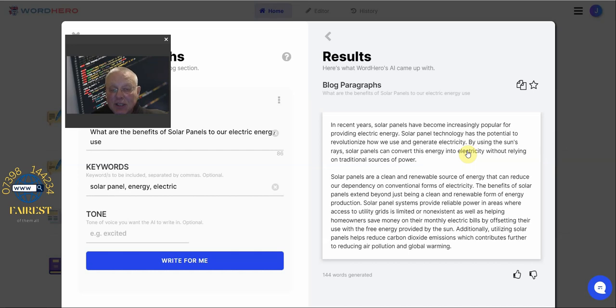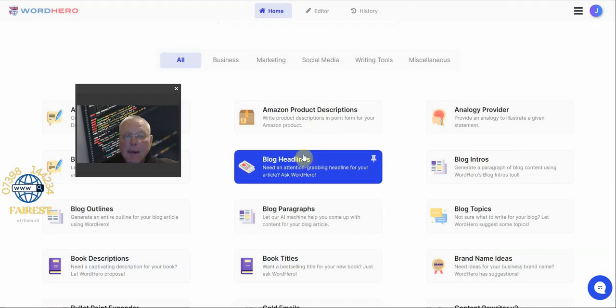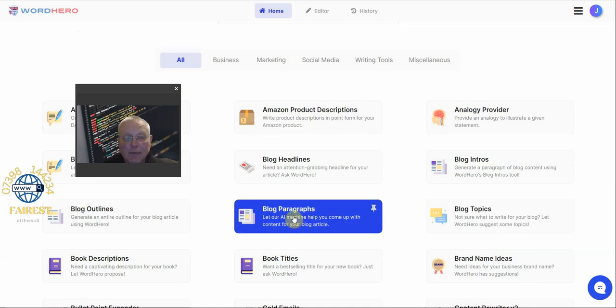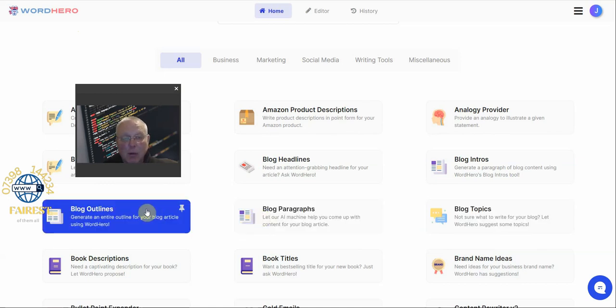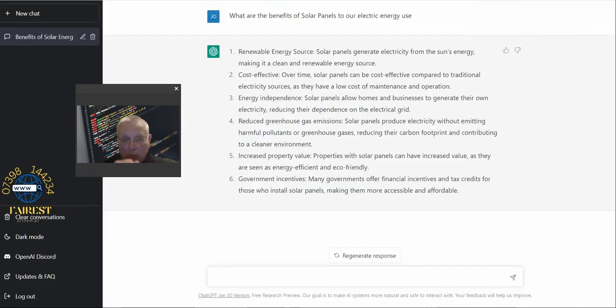Now it has to be said that the two systems work differently. So Word Hero can produce headline, intro, topic and paragraph, and even blog outlines. Slightly different setup, various other ways of doing it to the new concept.